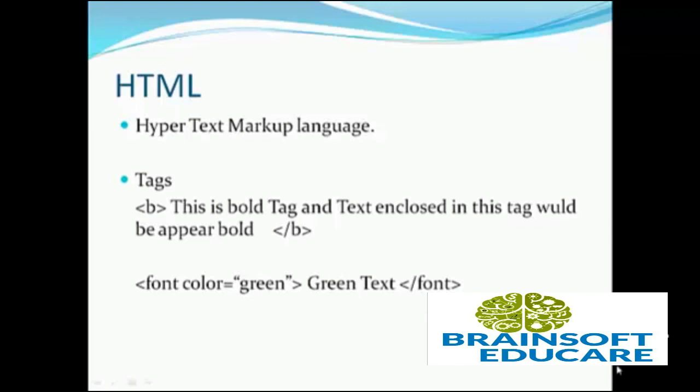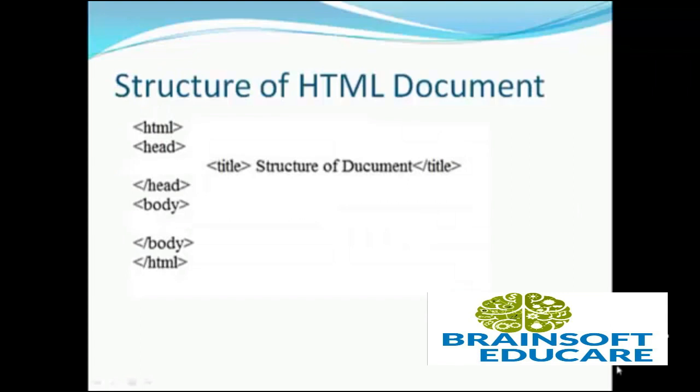Now let's see the structure of the document. So this is the basic structure of an HTML document. Every HTML document starts with the HTML tag. A tag means an element which is enclosed within a less than and greater than sign. After the HTML tag, there is the start of the head tag. The head tag contains several sub elements like title, style, script, meta and link.